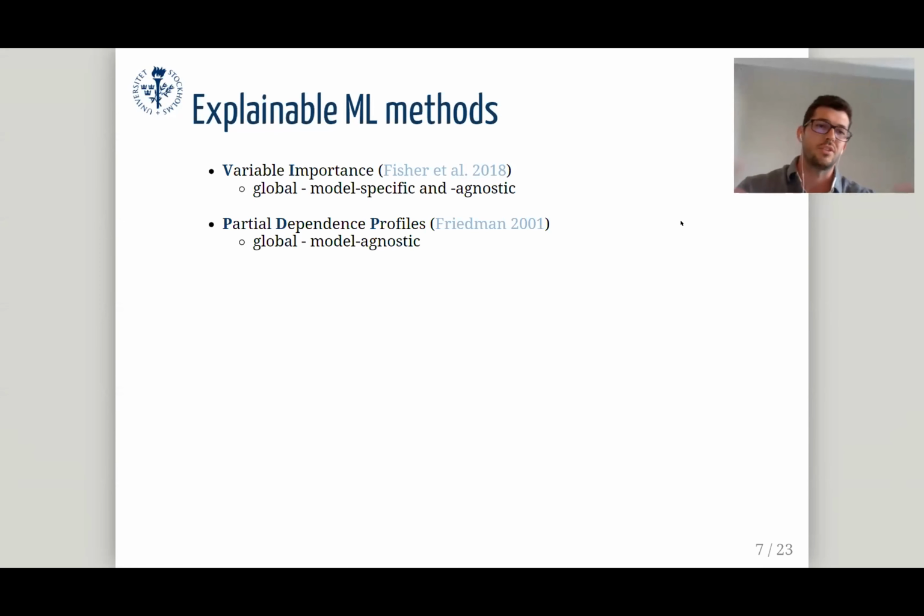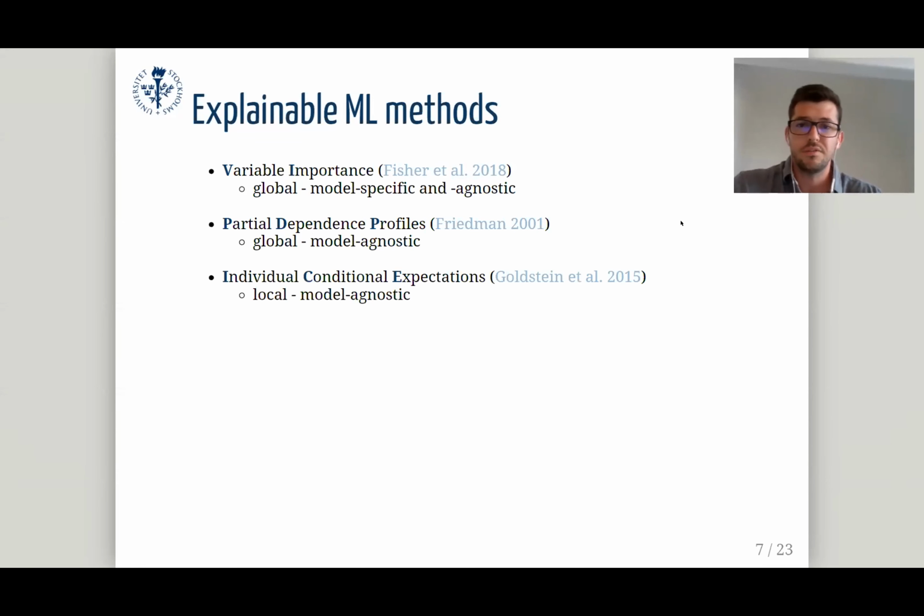So you have a general expectation: if you change one variable, how much is it expected to change the prediction? There are the individual conditional expectations, which are also model agnostic, but local. It's very similar to the partial dependence profile, but you zoom in on a specific instance, and for this one variable, you change it and see how the model is expected to respond.